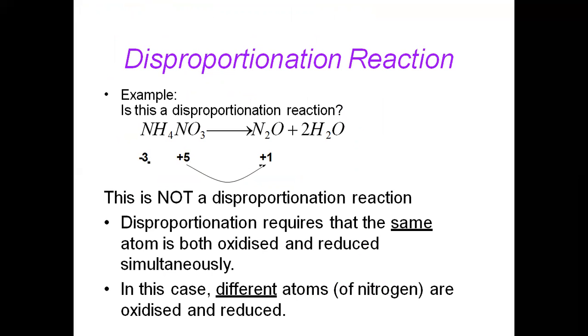In this case, we have different atoms. We have two nitrogens here, one nitrogen and one nitrogen here. So one is oxidized and one gets reduced. So this is not a disproportionate reaction.